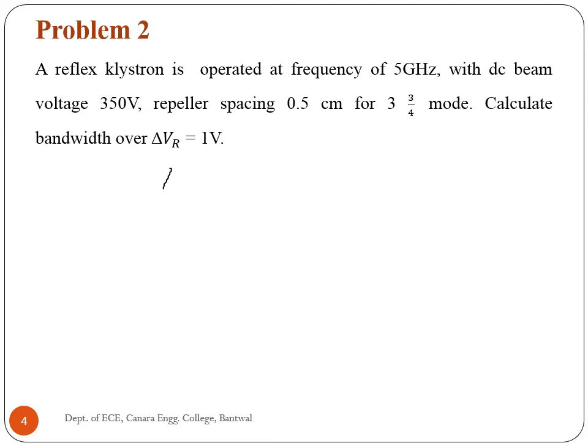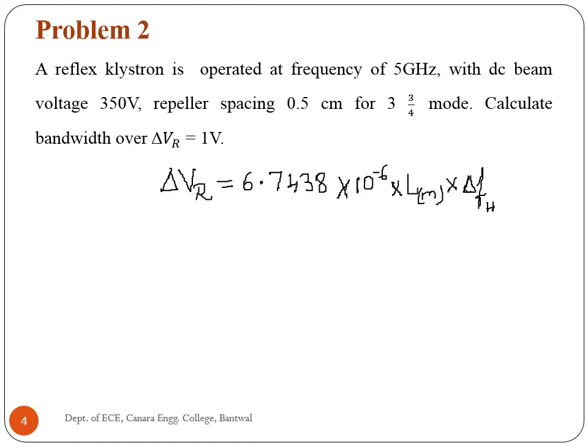We have the expression delta VR is equal to 6.7438 into 10 to the power minus 6 multiplied with the repeller space in meter, then delta F in hertz multiplied with V0 divided by mod N.